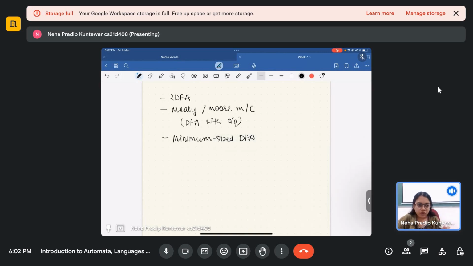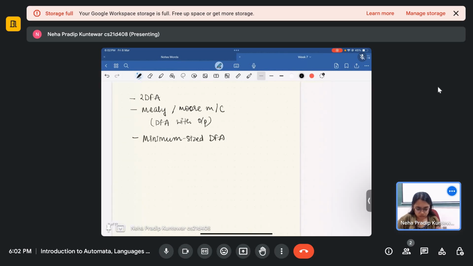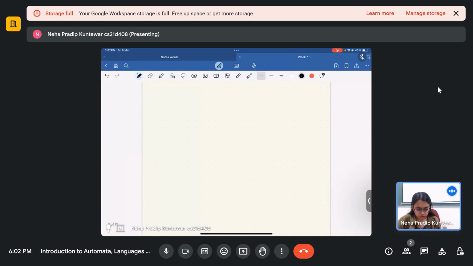We will define these models as and when we come across the questions. So let's start with the first question.